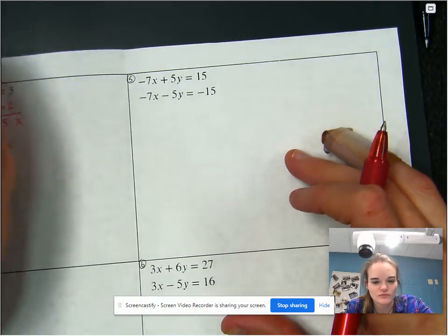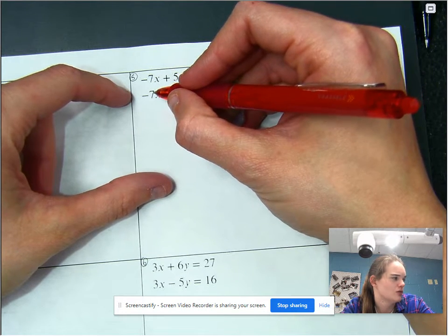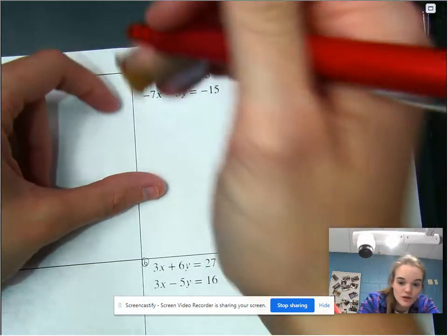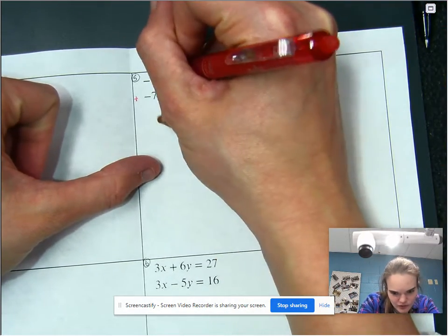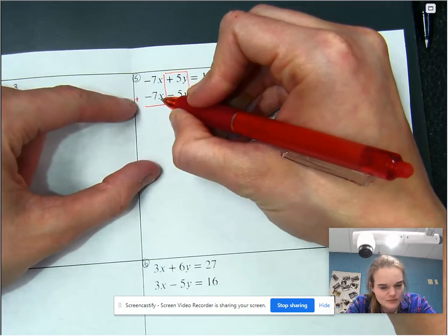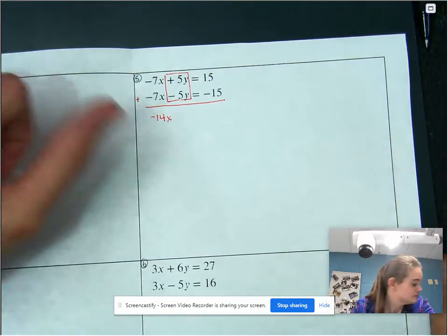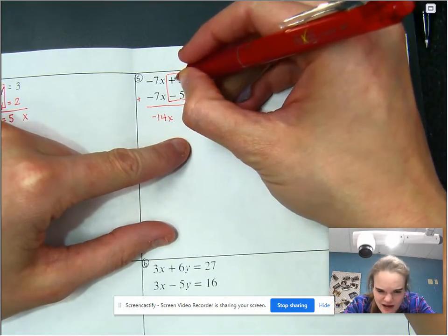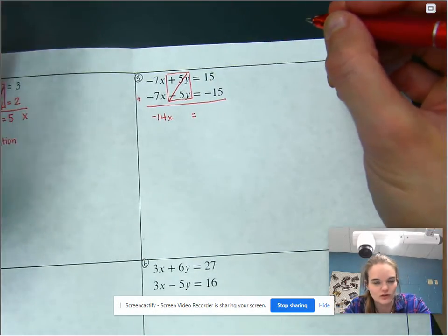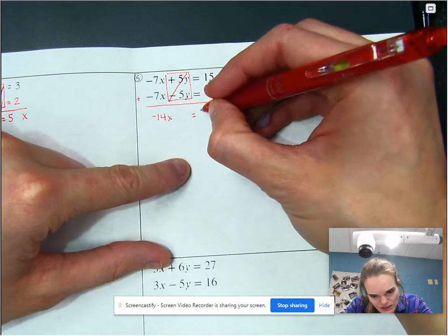Number 5. Are these two the same number? Yes. Is one positive, one negative? No. Let's move on and see about this one. Same number? Yes. One positive, one negative? Yes. So all I have to do is add straight down because these are going to cross out. Negative 7x minus 7x, or plus a negative 7x, is negative 14x. 5y minus 5y, those cancel or eliminate. They're not really canceling. It becomes 0y. We don't write that down. 15 plus negative 15 is 0.